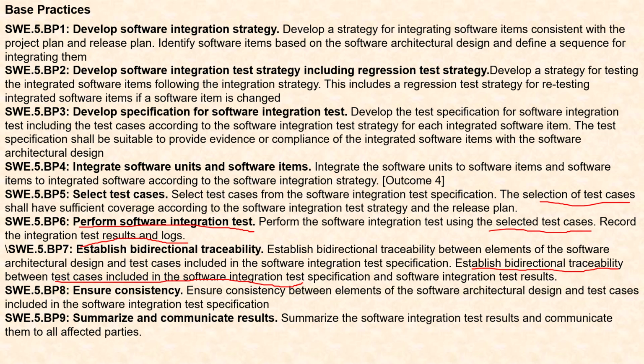Next comes, of course, consistency. Ensure consistency between the elements of the software architectural design and test cases included in the software integration test specification. Now, I have been elucidating the importance of this consistency right from the system engineering session. So by now you understand the importance of this consistency. Next comes, well, the last base practice, summarizing and communicating the results to all the stakeholders. You summarize and communicate the results.